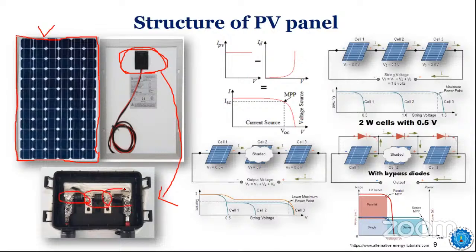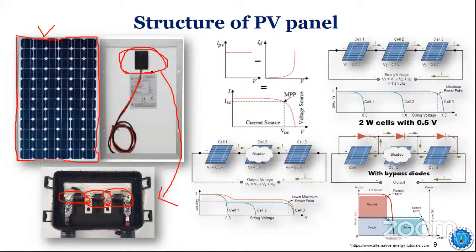These are generally the Schottky type diodes. Why have we connected these diodes, these bypass diodes, right? Have you ever thought about the reason behind these bypass diodes? And you can see there are two wires coming out of this, a red wire and a black wire, that indicate the positive and negative. So we are getting the DC output.